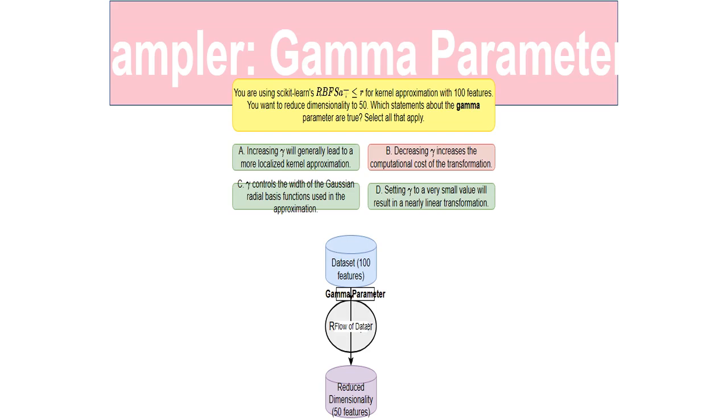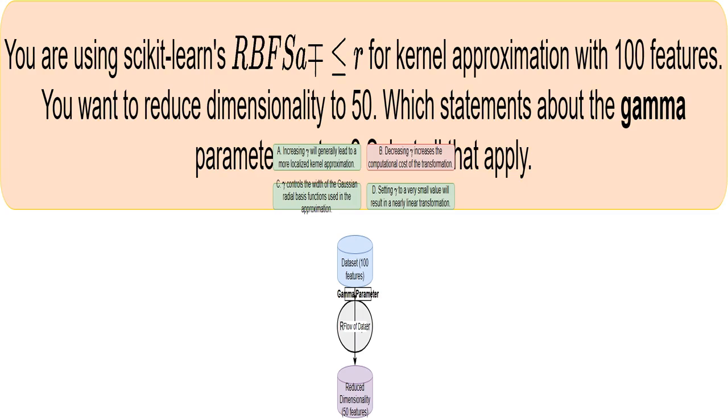This quiz focuses on understanding the gamma parameter within scikit-learn's RBFSampler, a tool I use for dimensionality reduction in machine learning. I'll test your knowledge of how gamma affects the algorithm's behavior. Get ready. I'm using RBFSampler, radial basis function sampler, from the popular scikit-learn library to approximate a kernel, which is a way to measure similarity between data points.